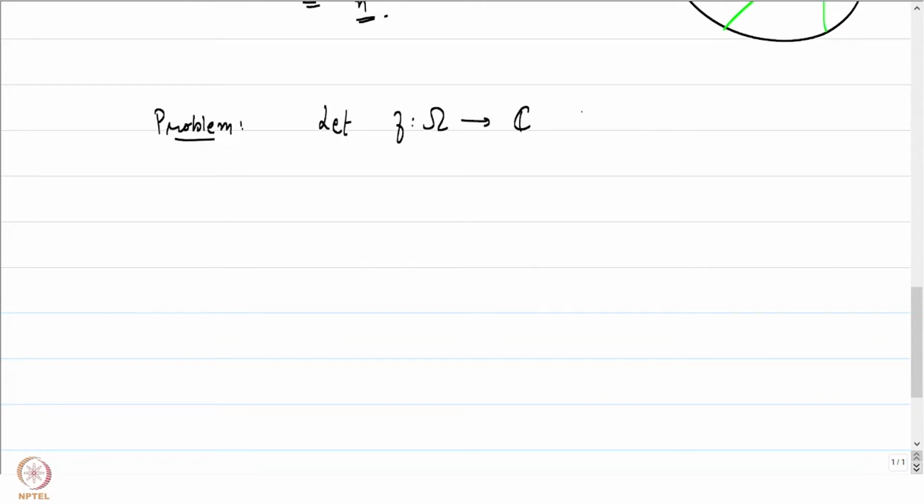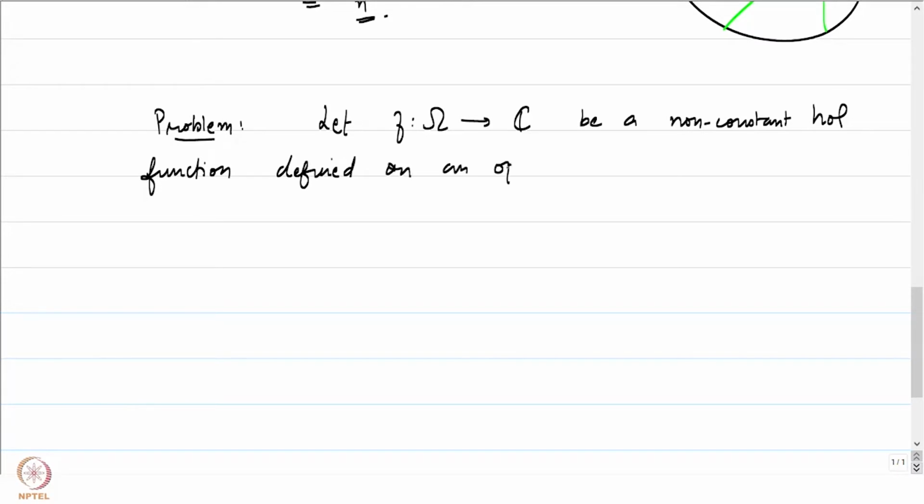Let f be a non-constant holomorphic function defined on an open connected set. We will not put connected yet. If there is a need to put connectedness, we will come back to it. Open set omega.